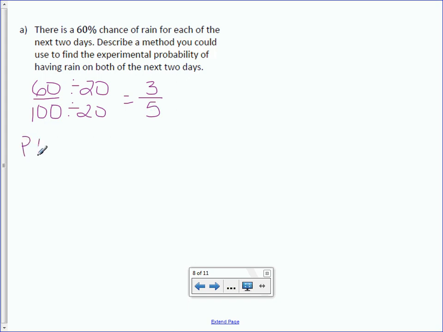So the probability of rain is 3 out of 5. So its complement, the probability of not rain, well, the probability of rain is 3 out of 5. The complement would be 2 out of 5 because 3 plus 2 equals 5. Okay?